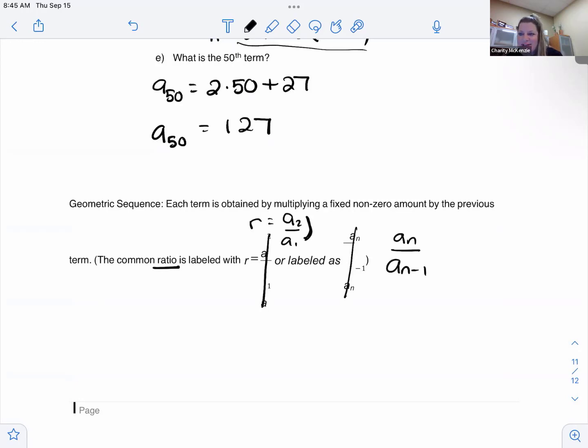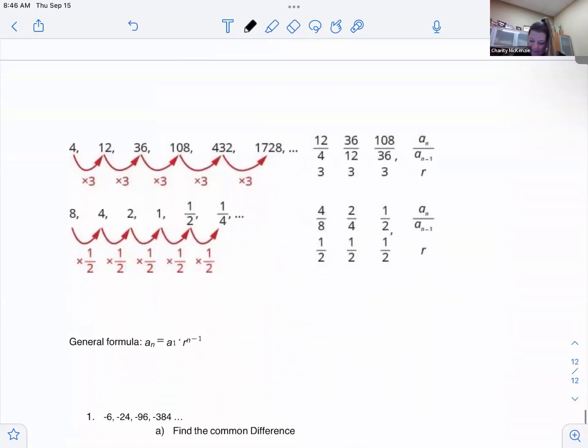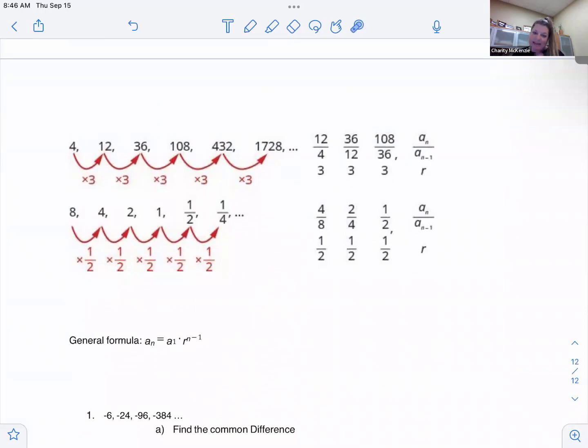Because the ratio is like the multiplication. It's like a fraction that, yeah, I don't know how to explain a ratio very well, do I? Because to me, it just makes sense. Just a fraction that relates them, or a number. Okay, let's look at some examples. So look at these 2 examples.